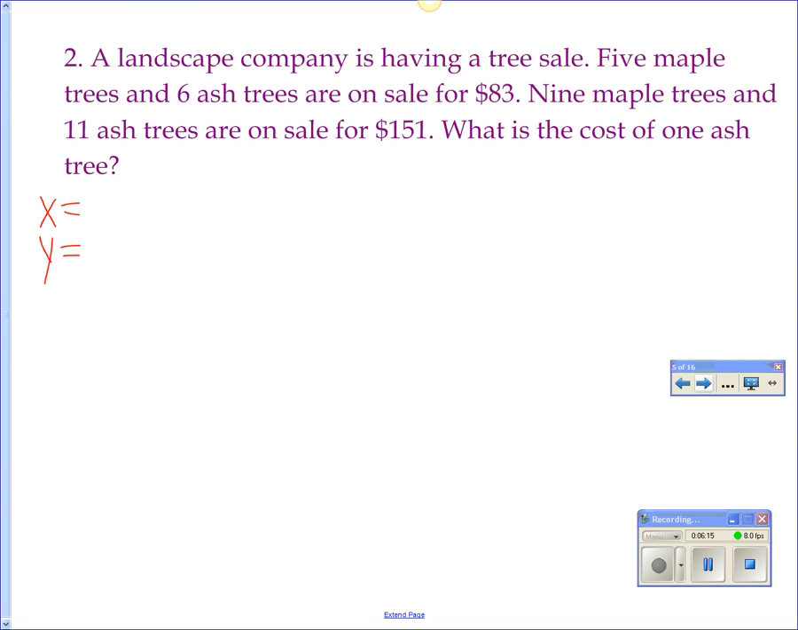Jeremy, what is X going to equal on this one? What kind of tree? And Y is going to be ash. Good. So that's my X and my Y. Riley M., what's my first equation going to be? Good. 5X, 6Y, cost $83. Good. So Mary, what would my next equation be?